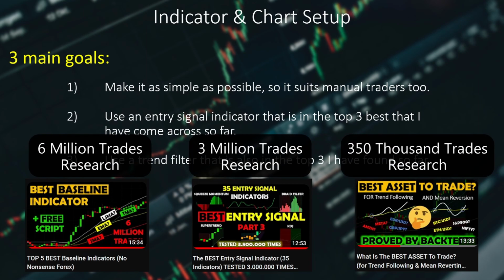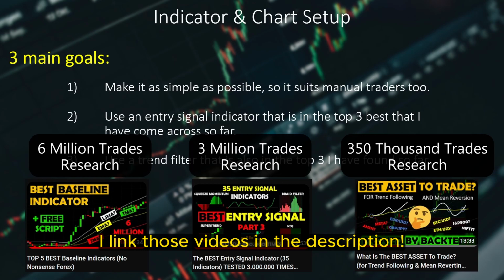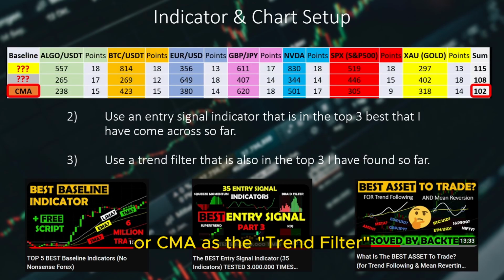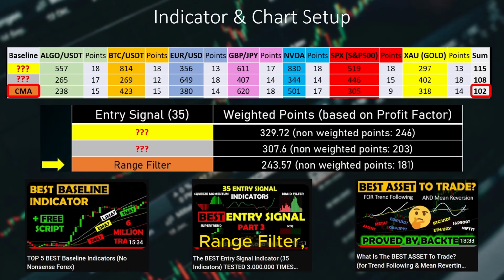If you are interested in the results, I linked those videos in the description. For this strategy, I selected the corrected moving average or CMA as the trend filter and the range filter as the entry signal. Both of these indicators rank 3rd in our research. Now let's add them to the chart.